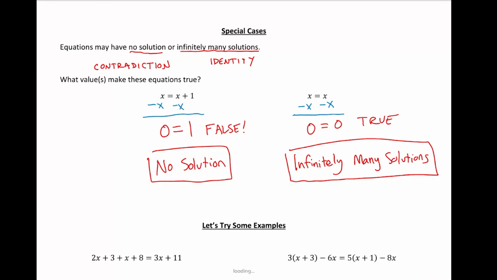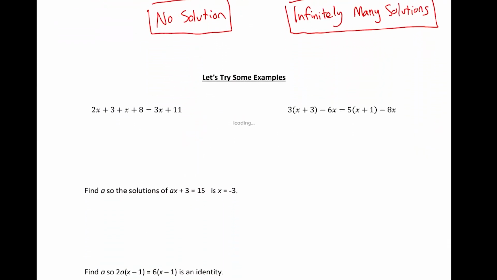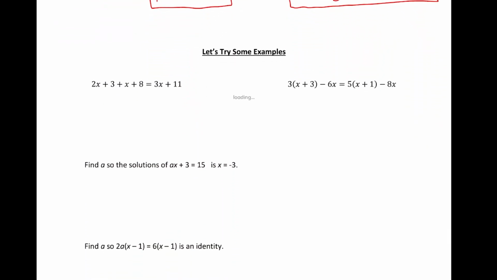Okay, so we've got contradictions and identities. In both of these special cases, what ends up happening when you solve it is all the variables cancel out, and you just have an equation left over. And that equation is either going to be true, like 0 equals 0, or false, like 0 equals 1. If it's true, you're going to say there are infinitely many solutions. And if it's false, you're going to say there are no solutions. So let me show you a couple of examples here, and then that's going to about wrap it up for today.